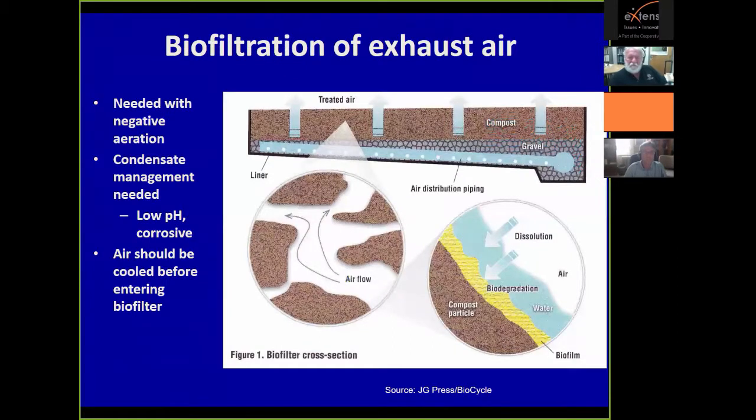This is a cross-section of one. Basically, you put it on a slope so the moisture can drain to a drain point where you can collect it. You put it in a bed of gravel. This gravel bed acts as an air plenum to help distribute the air more evenly throughout the biofilter. And then you have your 4-foot thick layer of mulch and compost to degrade the airstream.